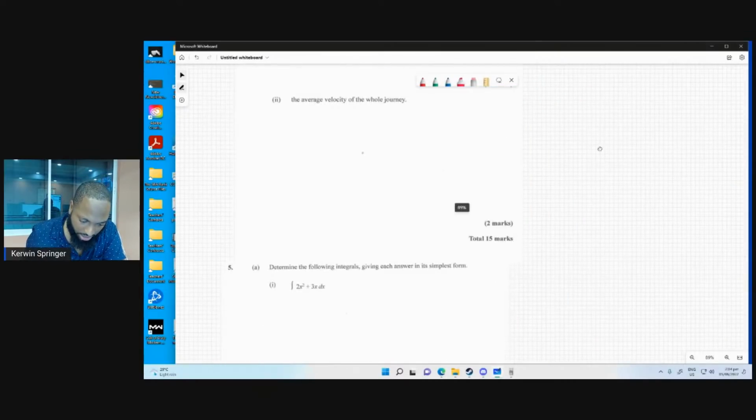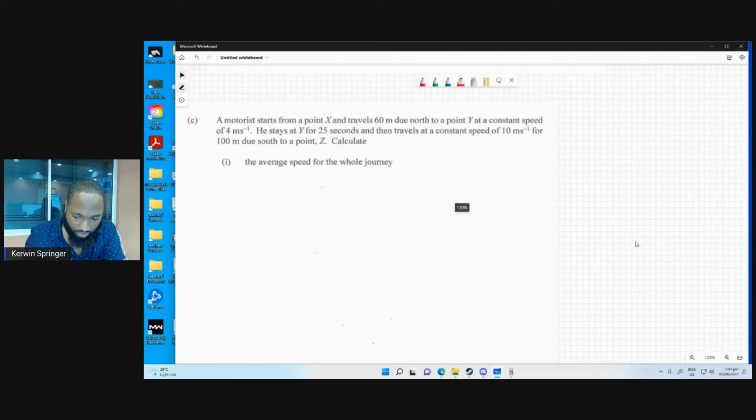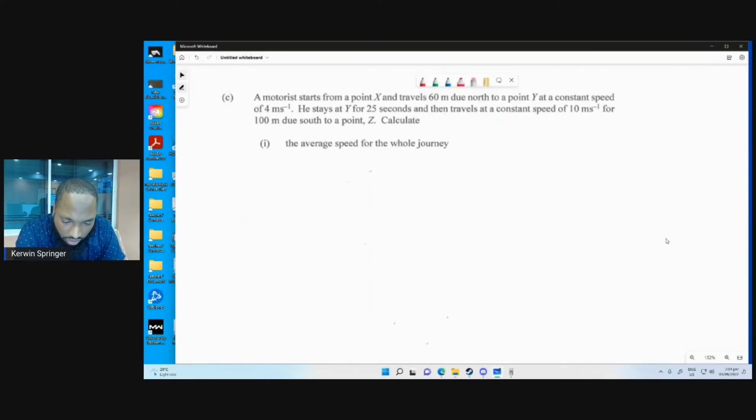They want us to plot this eventually. If we could plot this, that is a good idea. Travel 60 meters due north to a point Y at a constant speed. We could plot a distance time graph or a speed time graph. He stays at Y for 25 seconds. Calculate the average speed.